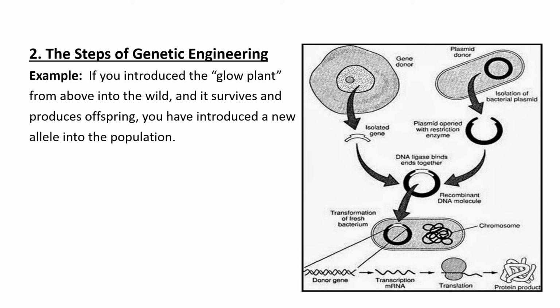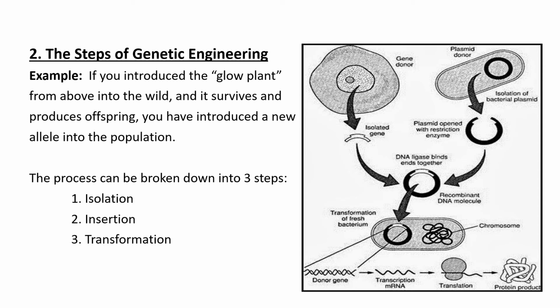Okay, so 3 steps of genetic engineering. 1 is isolation. You have to isolate the gene that you want. 2 is insertion. You have to insert it into the new strand of DNA. And then 3 is transformation. We'll take a look at what all those steps actually look like. These steps rely on enzymes, plasmids, and vectors, and we'll talk about all of those as well.